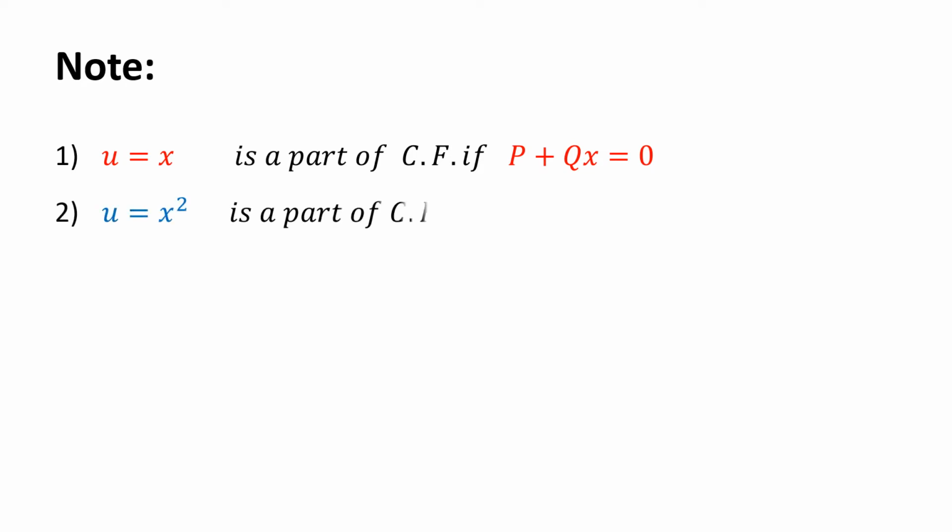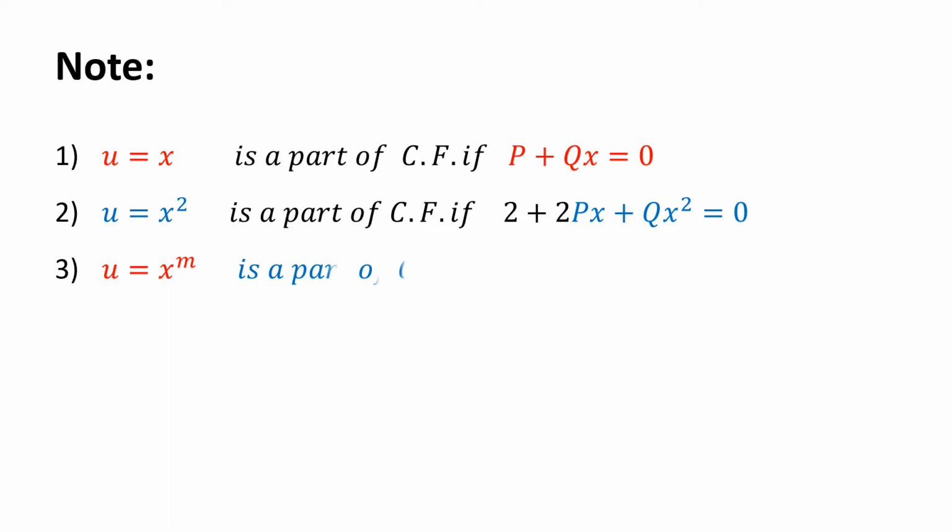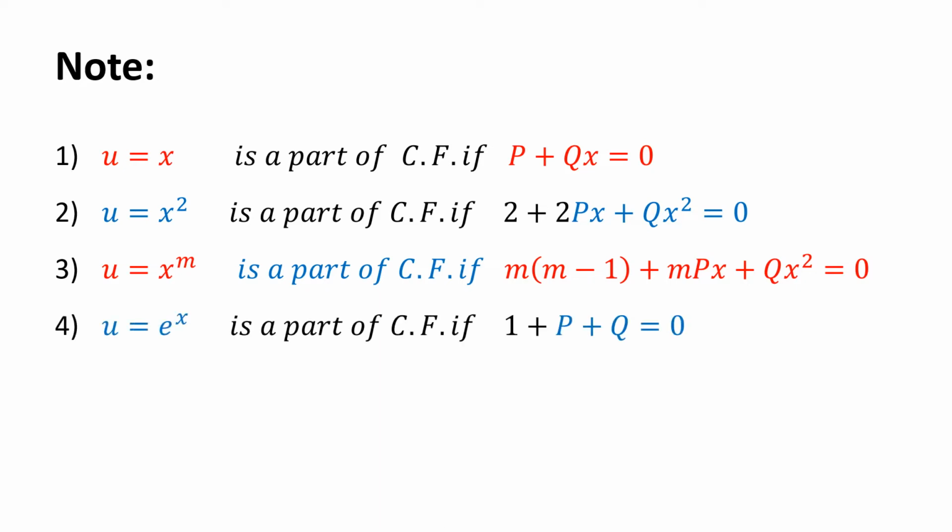To find a part of the complementary function, that is u, we can use the following. u is equal to x is a part of the complementary function if p plus qx is equal to 0. u is equal to x square is a part of the complementary function if 2 plus 2px plus qx square is equal to 0. u is equal to x power m is a part of the complementary function if m into m minus 1 plus m px plus qx square is equal to 0. u is equal to e power x is a part of the complementary function if 1 plus p plus q is equal to 0.